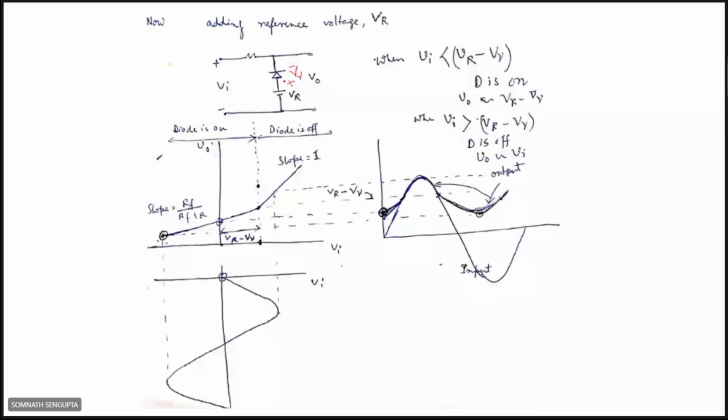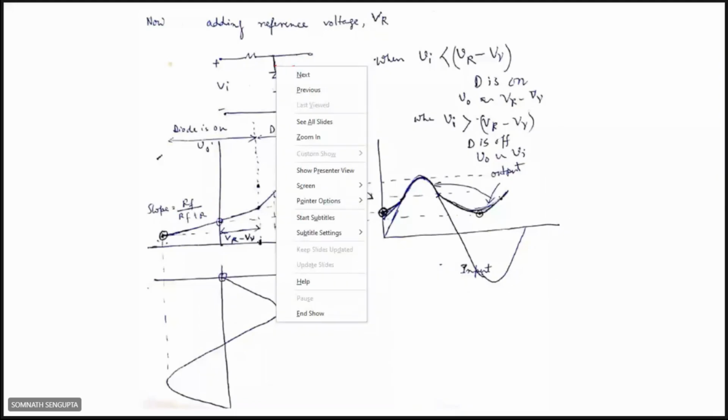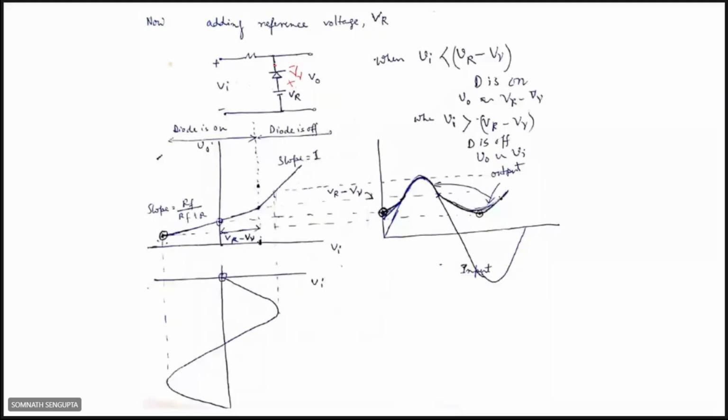is the voltage below which, if the input falls, then it will conduct current. The diode will be on. So the voltage coming here should be lesser than VR minus V gamma. The voltage at this point should be lesser than VR minus V gamma. So the anode voltage at this point should be more than the cathode voltage at that time.